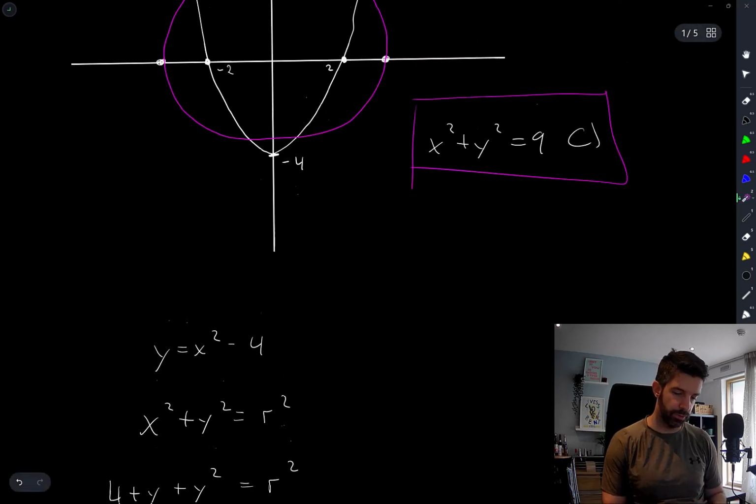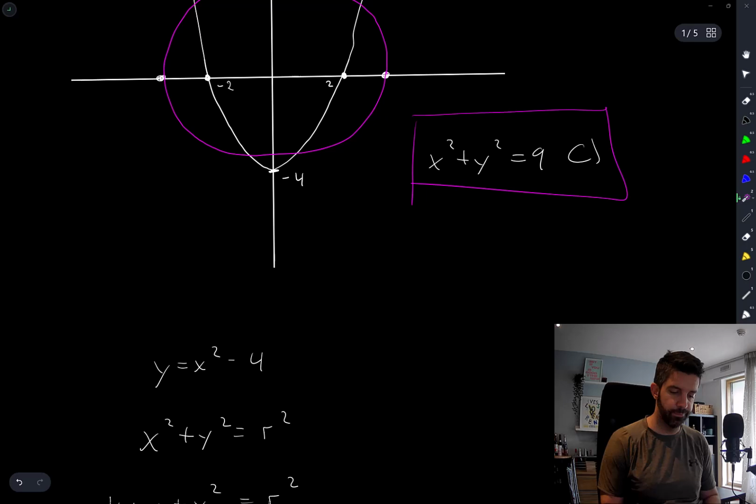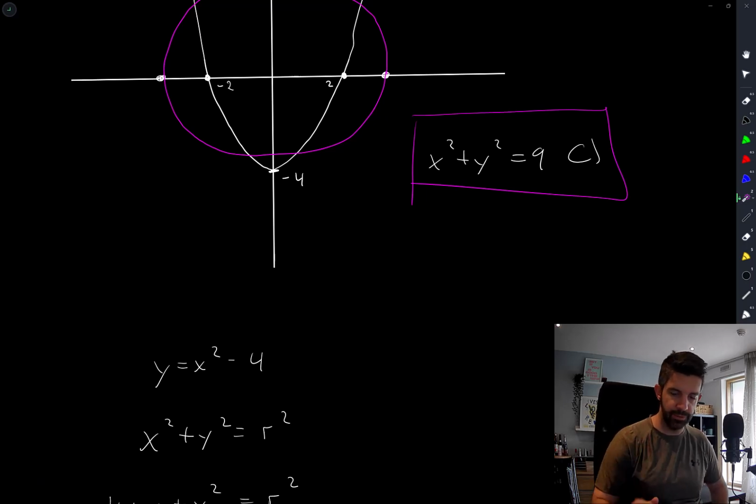Because clearly there's going to be some value of r, in particular when r is equal to 2, that, you see what I'm doing. Anyway, the answer is C. It's when the radius of the circle is equal to 3.